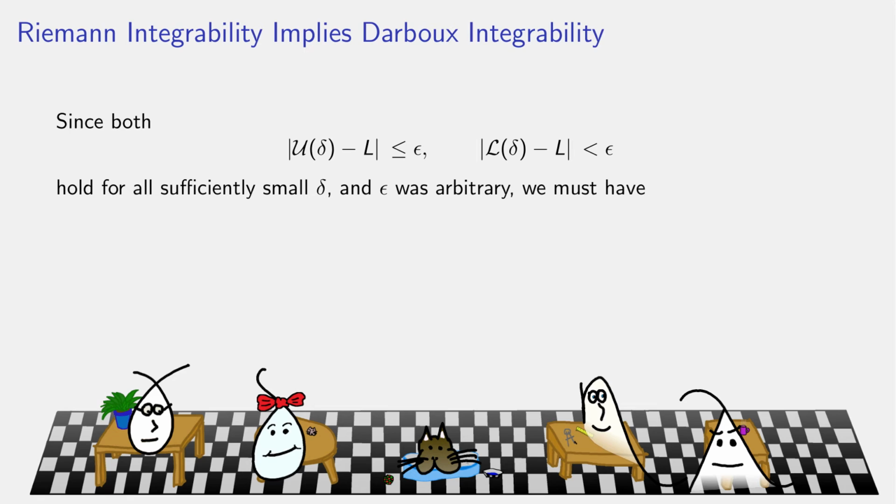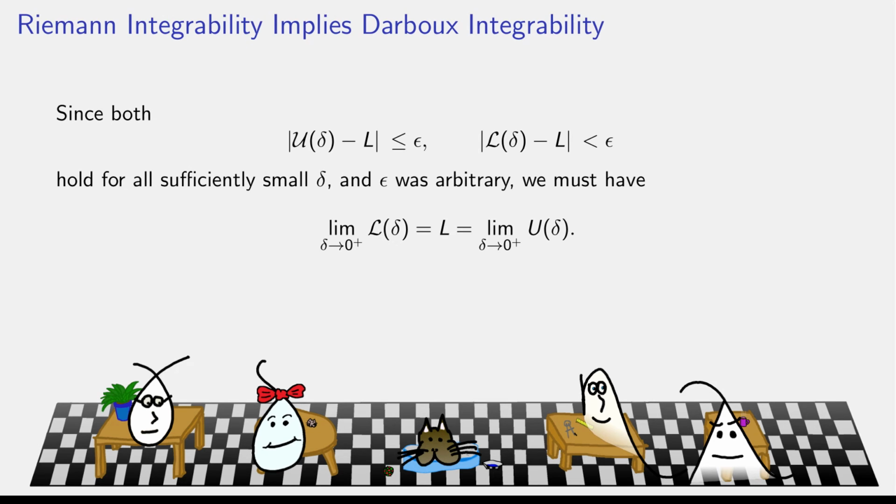Now, since U of delta and L of delta are both within epsilon of L, and again, this should be a strict inequality, it doesn't matter that much. Epsilon was arbitrary and delta was just small enough. As delta approaches 0, you must have that L is the value of this shared integral. There's no getting around it. And therefore, the function is Darboux integrable.